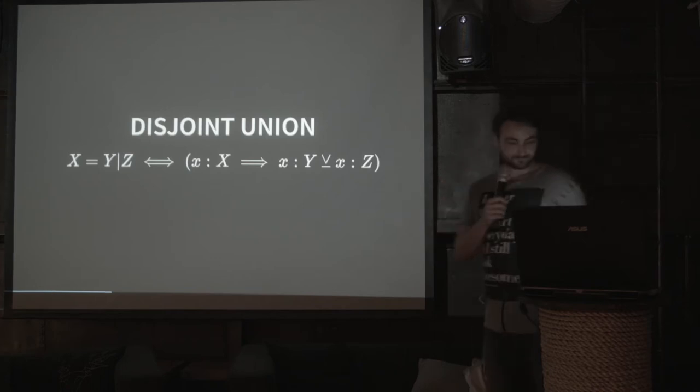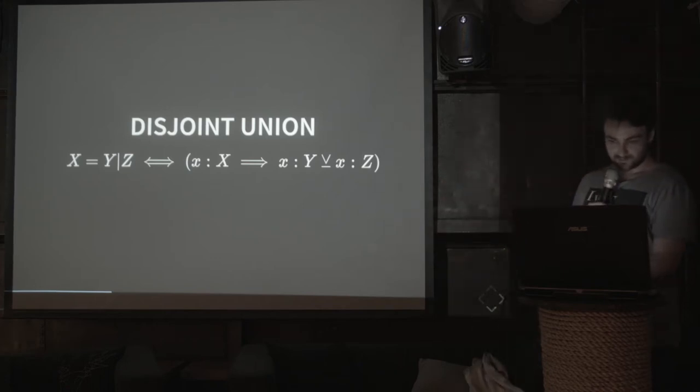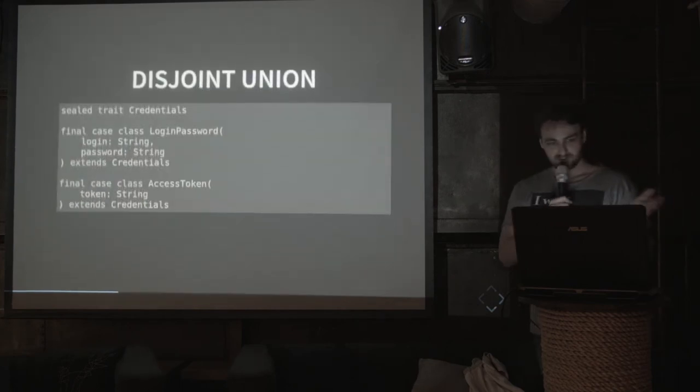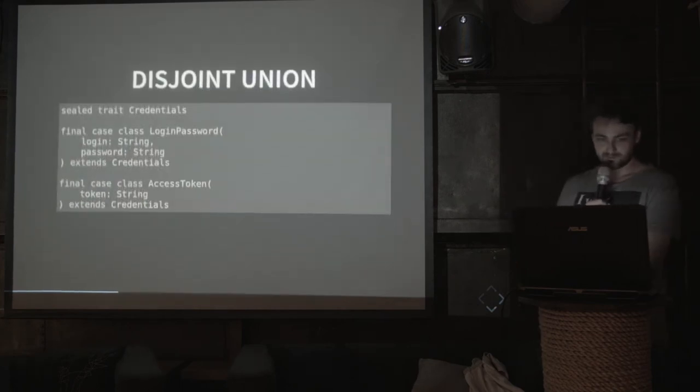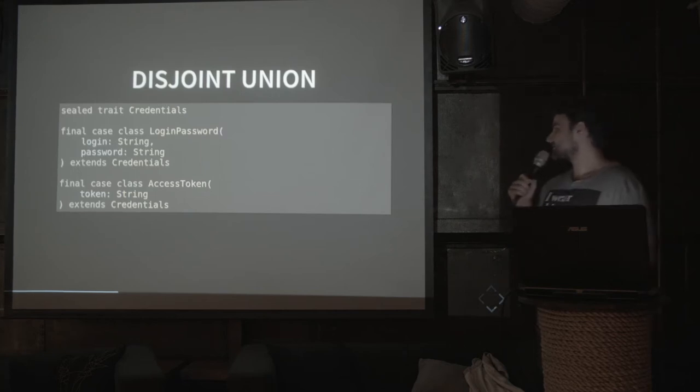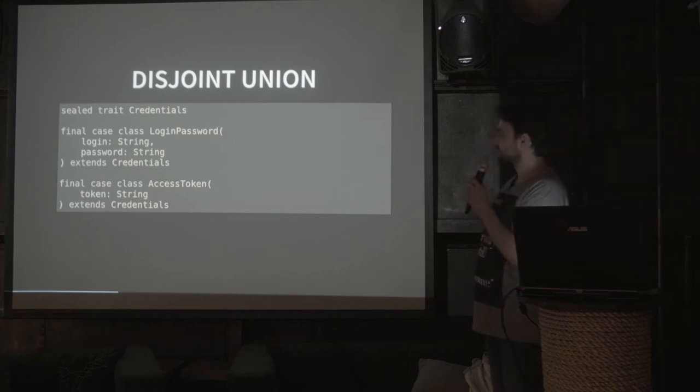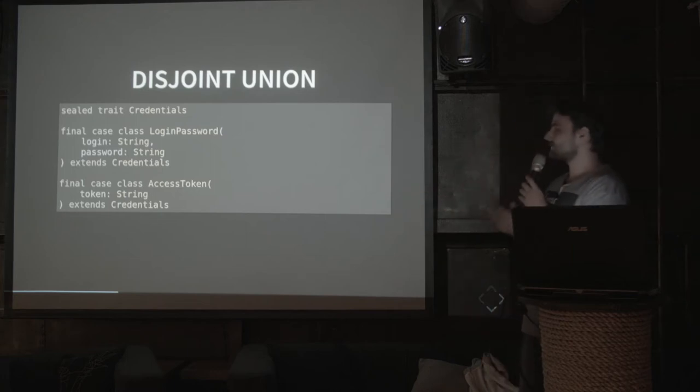So do we have such an example? Well, we could define one. In Scala, we can basically achieve that using sealed traits and case classes. That's one example of achieving that. If we have any value of type Credentials, it will be either login and password or an access token. And we'll have a guarantee that it is one of those two types, but not both of them at once.